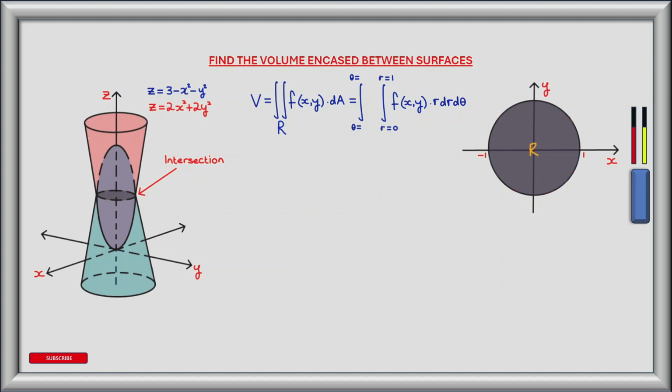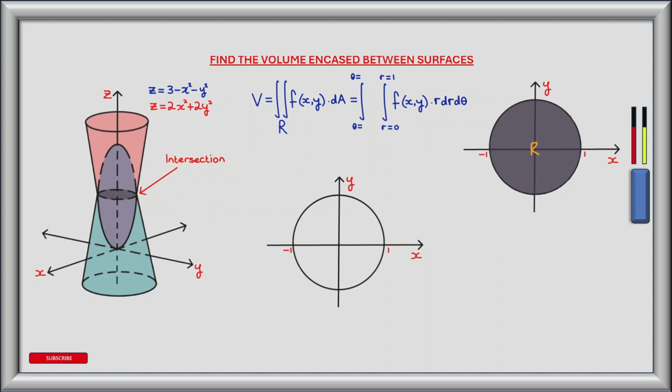We can now define the limits of the inner integral. The lower limit is the origin of the circle, so where r is equal to 0. And the upper limit is where r meets the circle, so in this case where r is equal to 1. I'll deal with the height function f of xy shortly, but let's first find the limits of the outer integral.